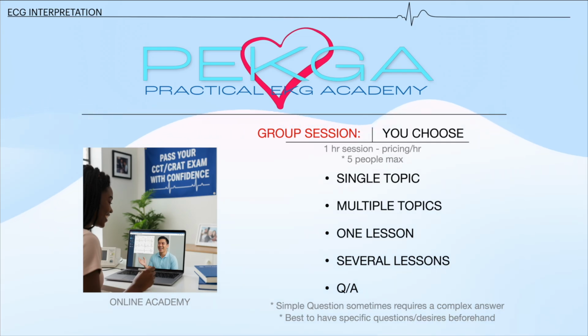All right, group session. Same thing as one-on-one. This is an hour. Pricing is per hour. We started off with letting 10 to 15 people in the groups, but that turned out to be a nightmare, not so much for us as for the group. People ended up arguing over who's going to be asking questions and what questions are going to be asked. So a group session is pretty much the same thing as one-on-one, right? Single topic or multiple topics. You can do one or several lessons. You can just do Q&A. You don't have to necessarily pick a single topic, right?